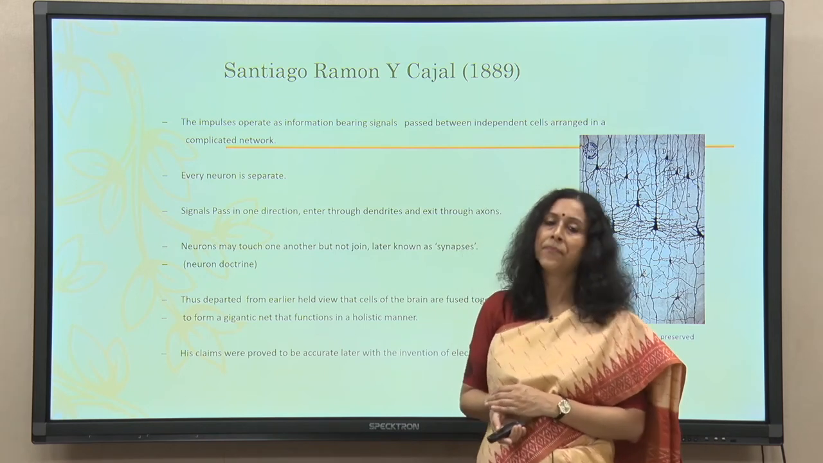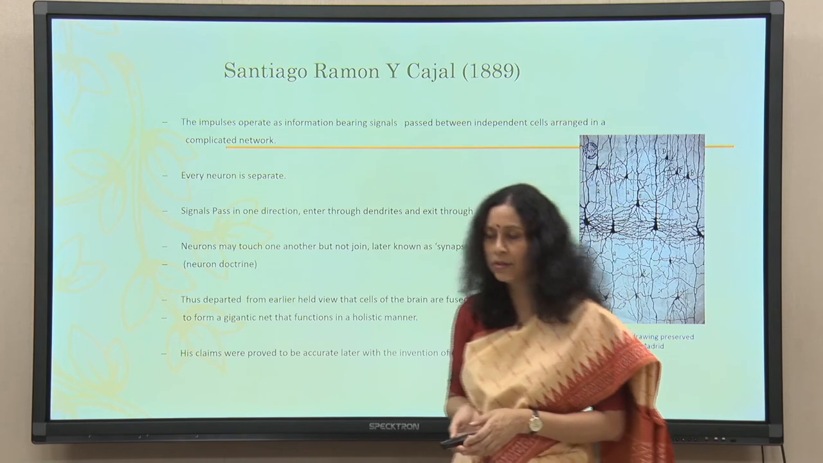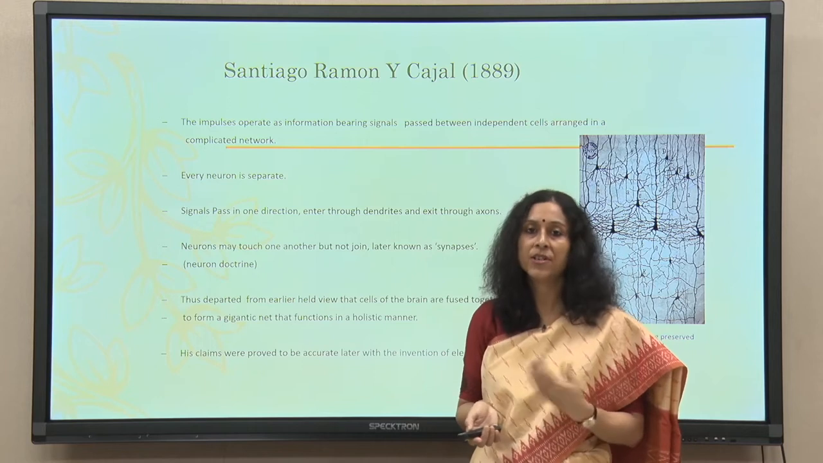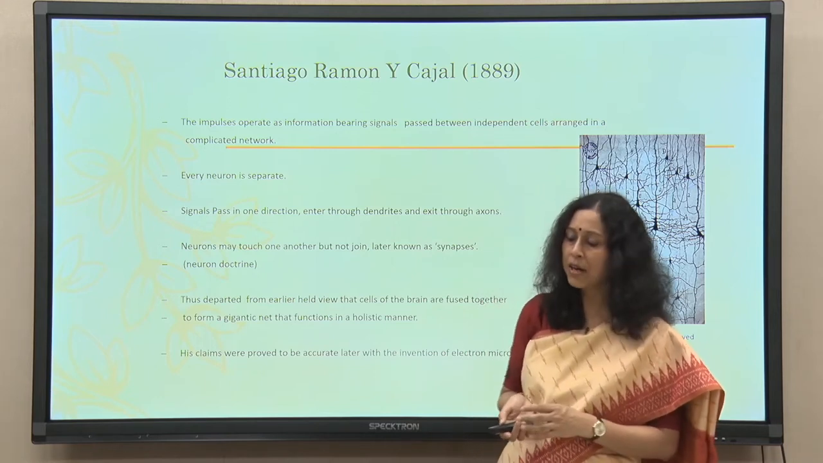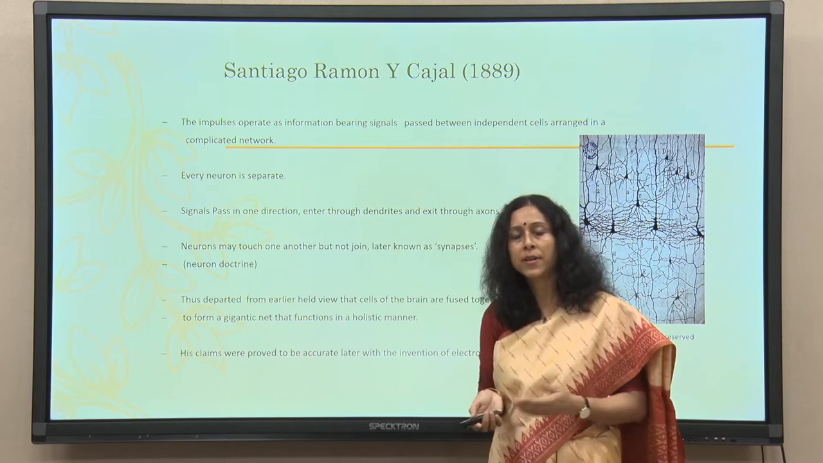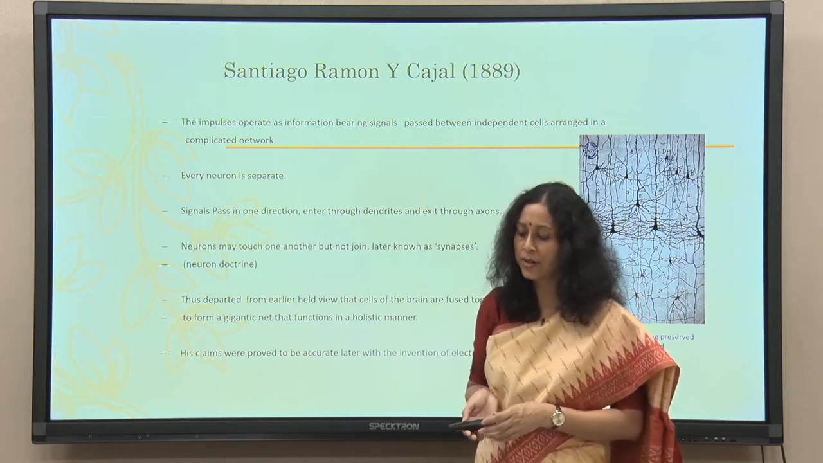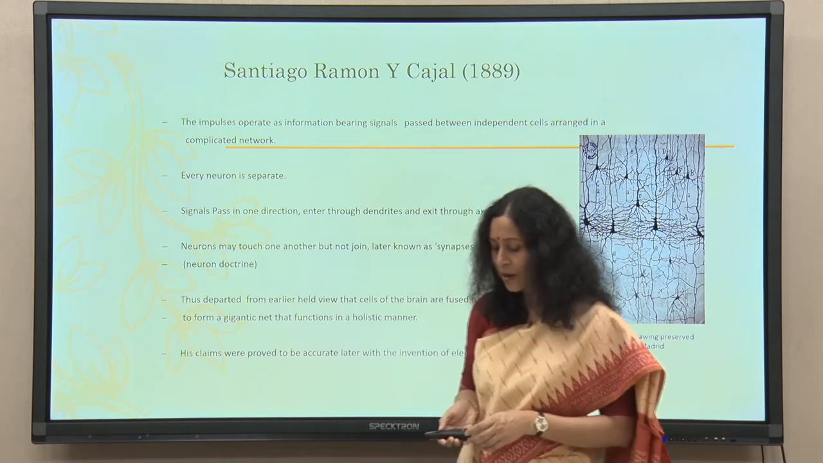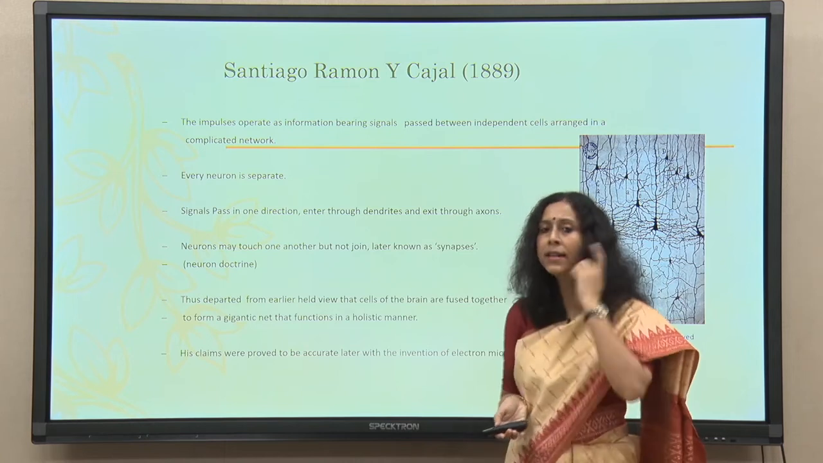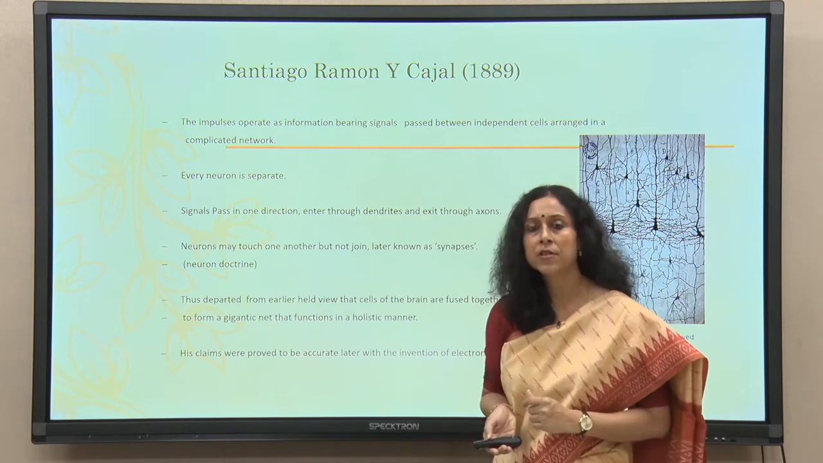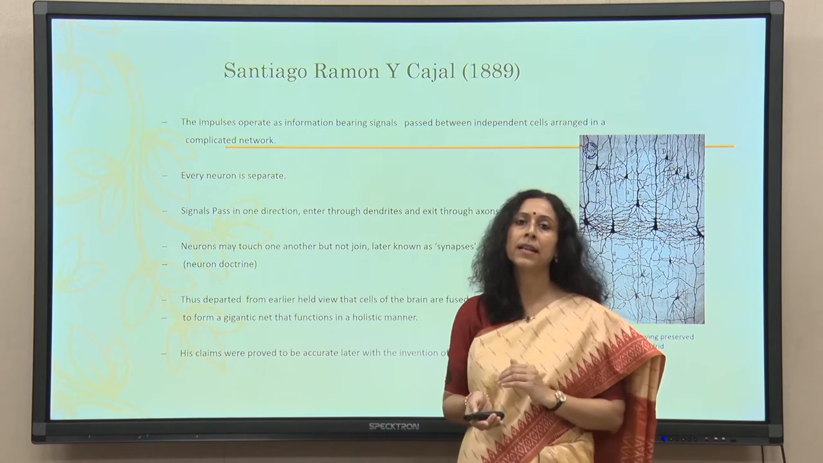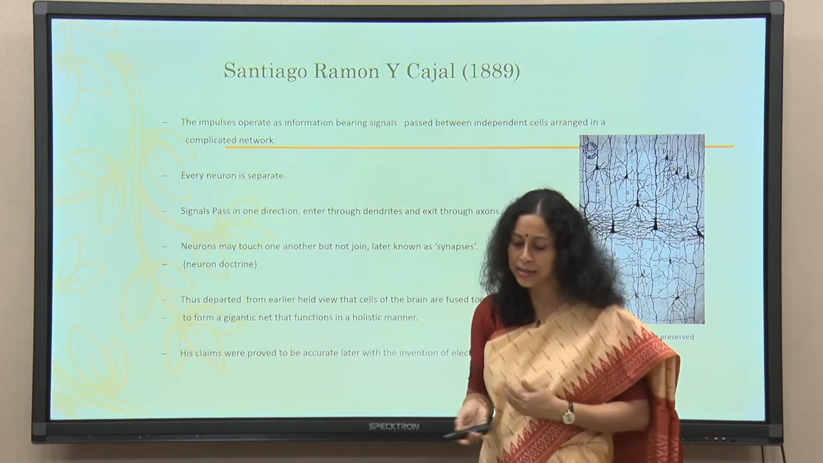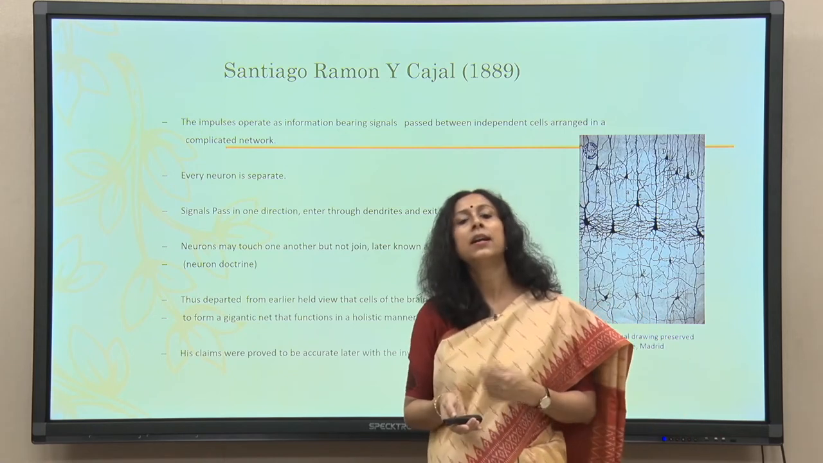And that they are not connected. At that time, it was very difficult to look at it objectively through a machine, and there was a lot of skepticism. However, it was proved to be true. All his predictions, all his studies, all his calculations were found to be absolutely true when the electron microscope came into place. But in any case, the most important contribution of Cajal is the study of the brain at the neuronal level and their structure, showing that there is a connection. So, he departed from the earlier held view.